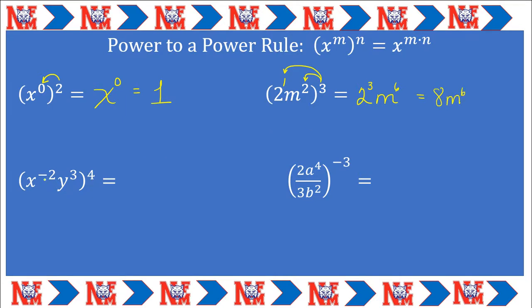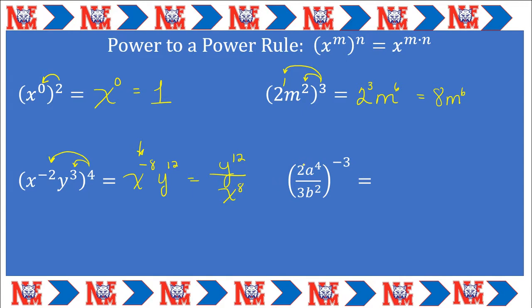In this example, we have 2 factors, therefore we have 2 exponents that we will multiply the 4 times. Remember, everything gets multiplied, every exponent. So this is x to the negative 8 times y to the 12th. Again, we're not going to leave a negative exponent, so this x factor will flip or reciprocate to the denominator and become a positive 8.